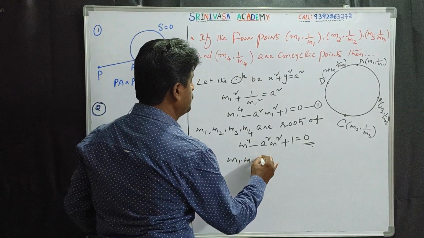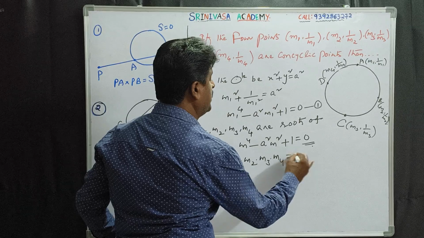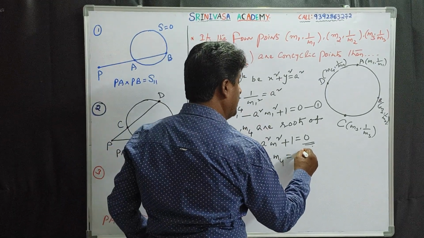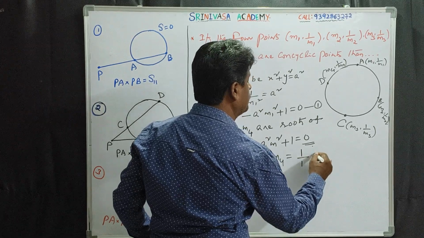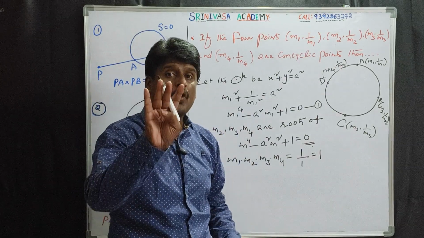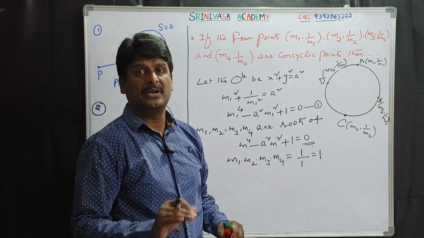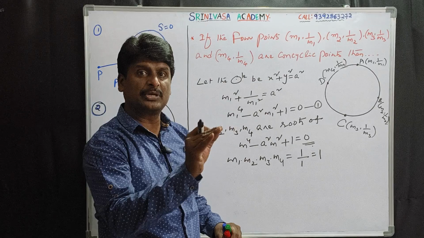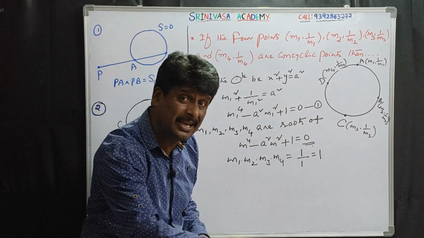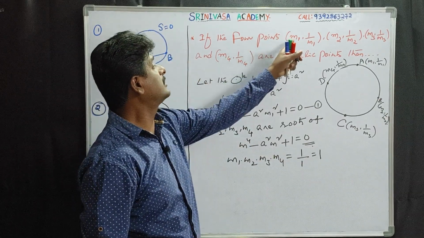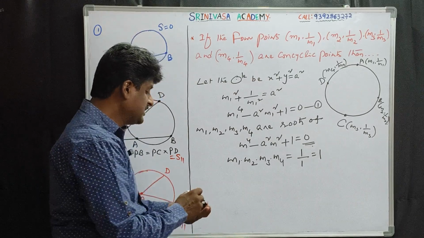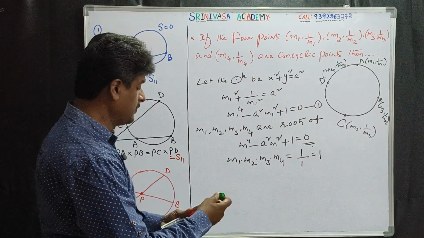M1 into M2 into M3 into M4 stands for the product of the roots. Product of the roots of a biquadratic equation is last term coefficient by first term coefficient. So this is the condition. Whenever 4 points in the form (M1, 1 by M1), (M2, 1 by M2), (M3, 1 by M3) and (M4, 1 by M4) are concyclic, then the product of their x coordinates is equal to 1. Let us apply this concept while solving the problems.